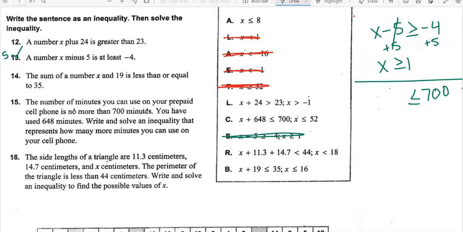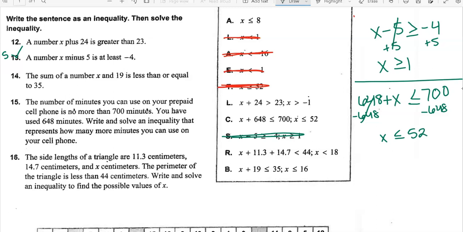What have we already used? 648. So I need to add to that what I have left. Right now we're representing that with X. So how do we get X by itself? Subtract 648. Are you going to flip your sign? No. So X has to be less than or equal to, I heard Abraham say it, 52.